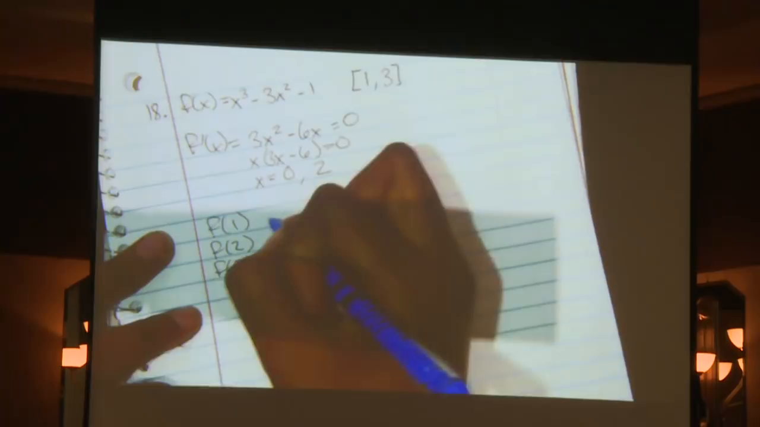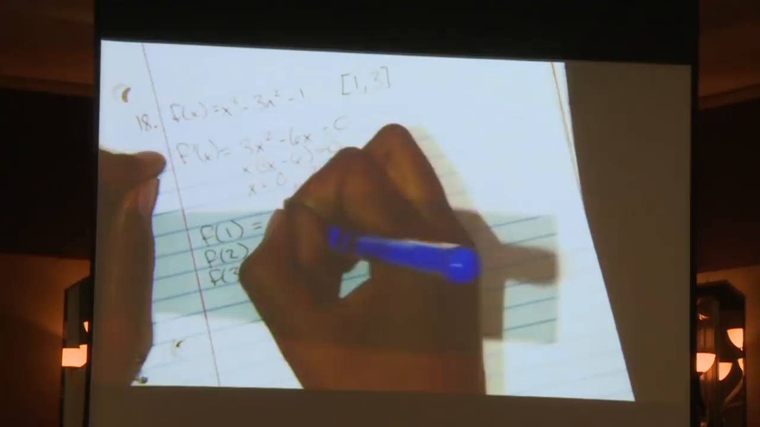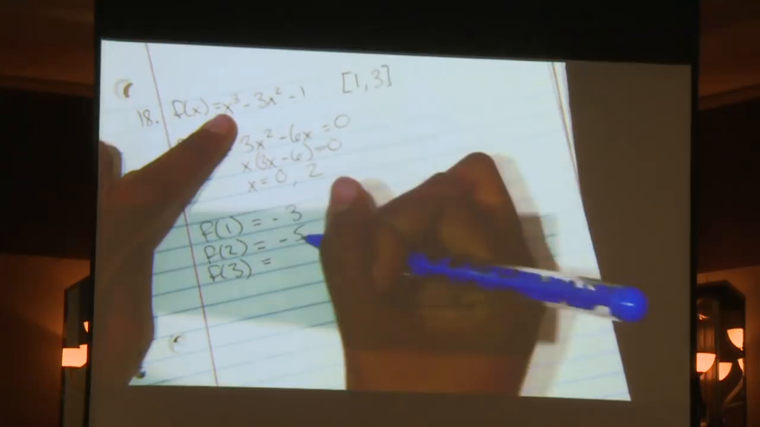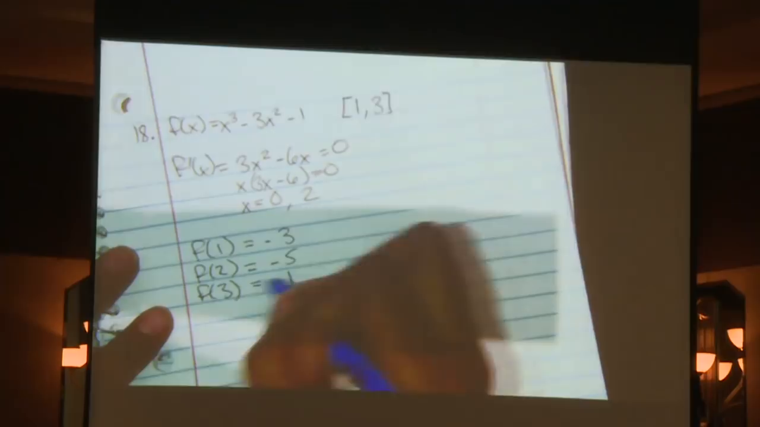Okay. So f of 1 is going to be 1 minus 3, which is negative 2, minus 1, that gives me negative 3. F of 2 gives me 8 minus 12, negative 4, minus 1, that gives me negative 5. F of 3 gives me 27 minus 27, minus 1, so that gives me negative 1. So my absolute, what did it ask for? Absolute max? That is f of 3.